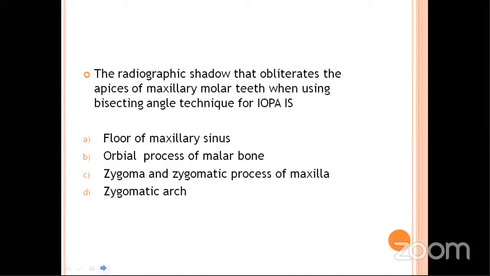The radiographic shadow that obliterates the apices of the maxillary molar teeth when using the bisecting angle technique for IOPA is. So when you take an IOPA by means of a bisecting angle technique, what is the shadow which obliterates the maxillary molar teeth? Okay, so generally when you take the molar teeth, above that there will be the floor of the maxillary sinus, and one more structure will be hindering that. So what is that? Orbital process of malar bone, zygoma and zygomatic process of maxilla, zygomatic arch. So it's actually the zygoma and zygomatic process of the maxilla.